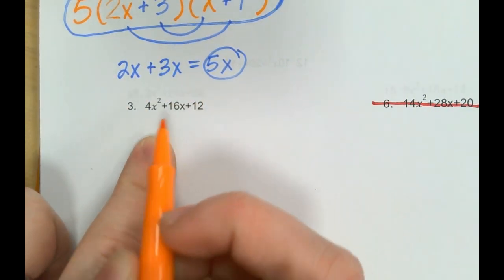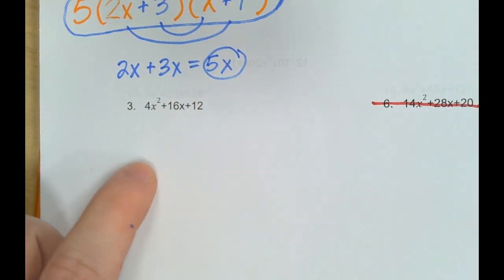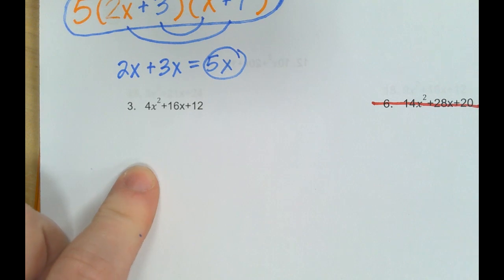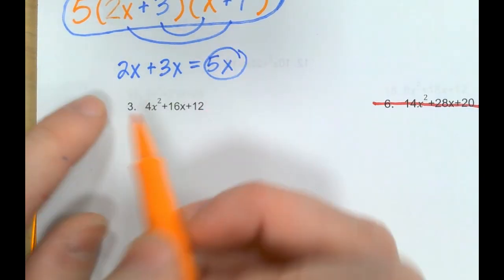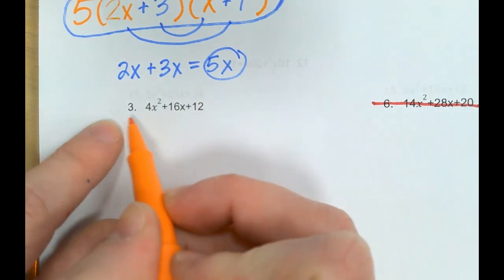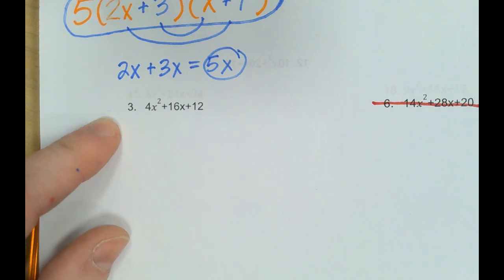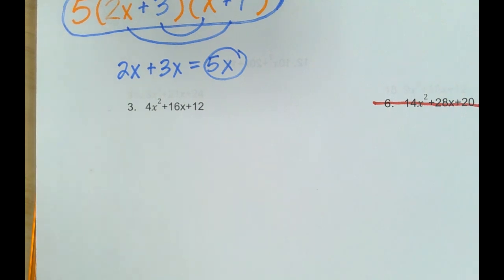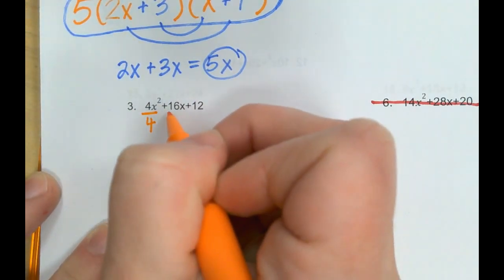What is the first thing I need to do anytime I'm trying to factor an expression? What should I check for? Yes, thank you guys. My greatest common factor. What is a number that I can divide all of these by? 4. I could do 2. I could also do 4. So since 4 is bigger, let's go with 4. So let's divide everything by 4.